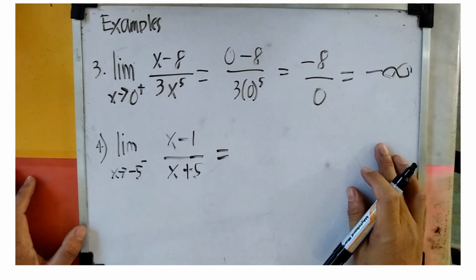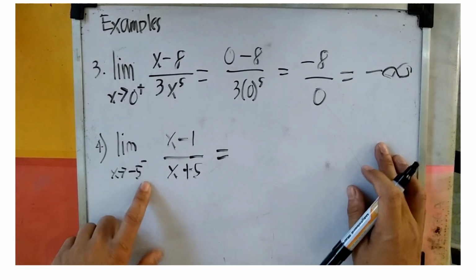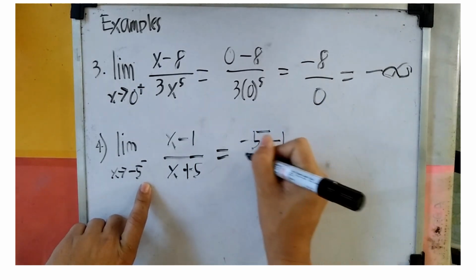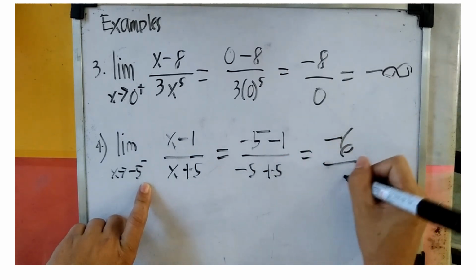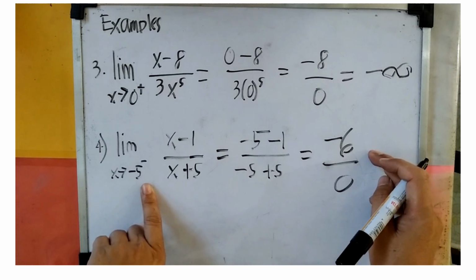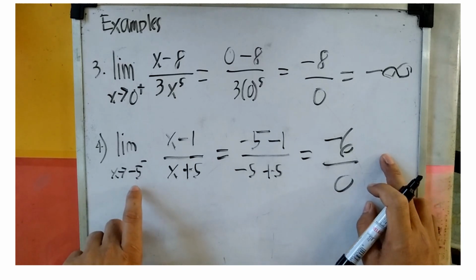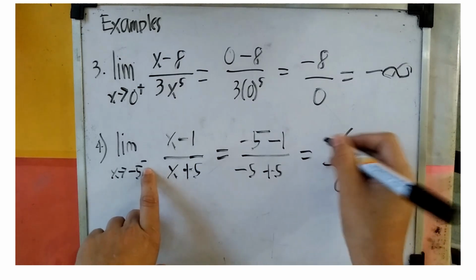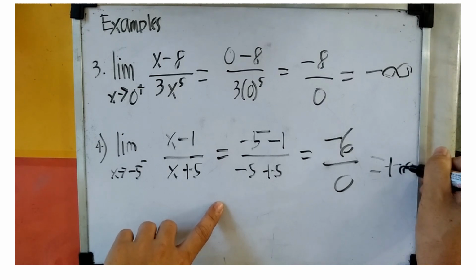Proceed with example number 4, the limit of x minus 1 over x plus 5 as x approaches negative 5 from the left. Substitute. Okay. Since negative ang numerator class, what's the rule of the quotient? A, B, C, or D, that's either C or D. However, in the given na x na approach, from the left man siya. So, negative divided by negative, that's positive infinity.